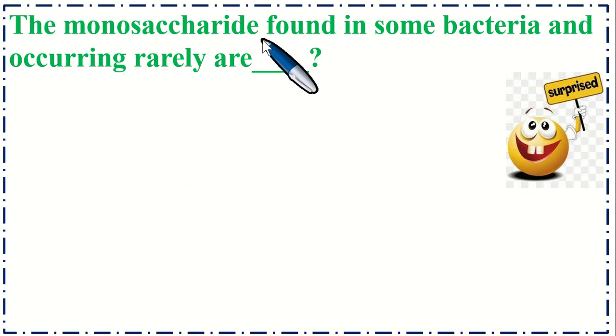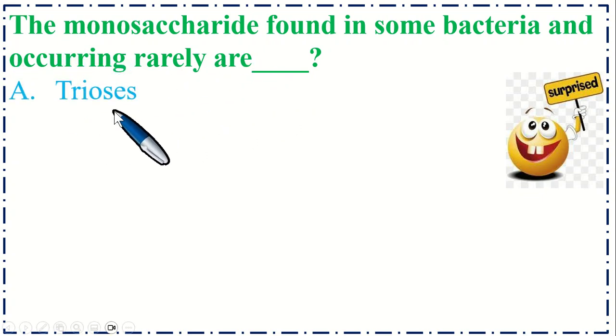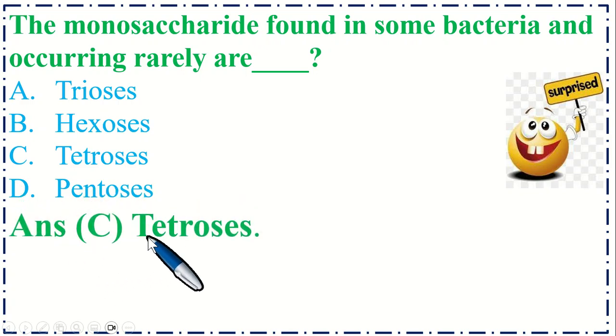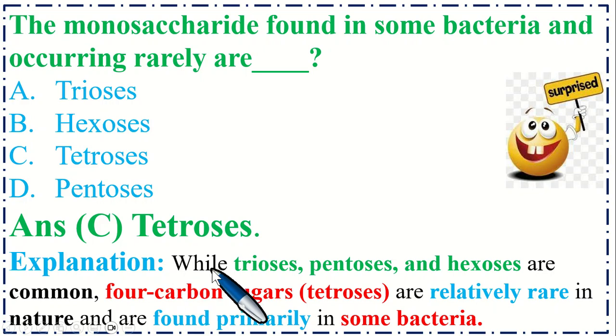The monosaccharides found in some bacteria and occurring rarely are dash. Option A trioses, B hexoses, C tetroses and option D pentoses. So the correct option is C, tetroses. Explanation: while trioses, pentoses and hexoses are common, 4-carbon sugars, tetroses, are relatively rare in nature and are found primarily in some bacteria.